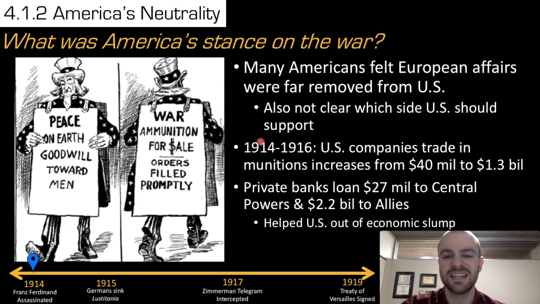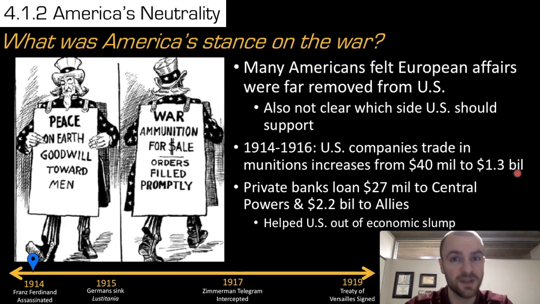From 1914 to 1916, U.S. companies, private companies, so this is not the government, these are privately held companies, had engaged in trade with the Allied powers as well as the Central Powers. And the trade in munitions ended up increasing from $40 million in 1914 all the way to $1.3 billion in 1916. So we're making a lot of money off of this European war in this country.